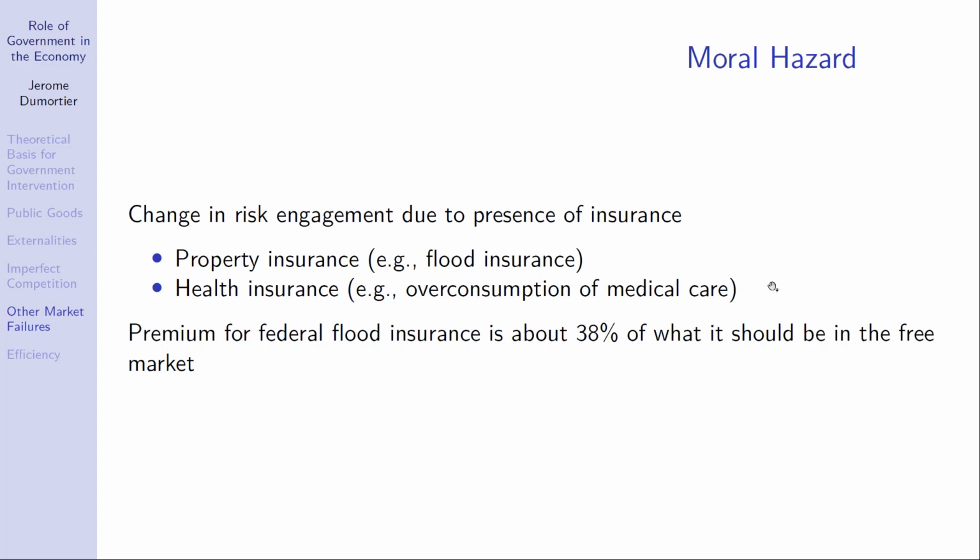You think about property insurance. The US government is providing flood insurance at a significantly discounted rate. So for example, here I mentioned that the premium for federal flood insurance is about 38% of what it should be in the free market. So if you did not have federal flood insurance, then people would probably be unable to purchase homes in a flood zone, in the sense that the insurance premium would be much higher than it should be. Okay.